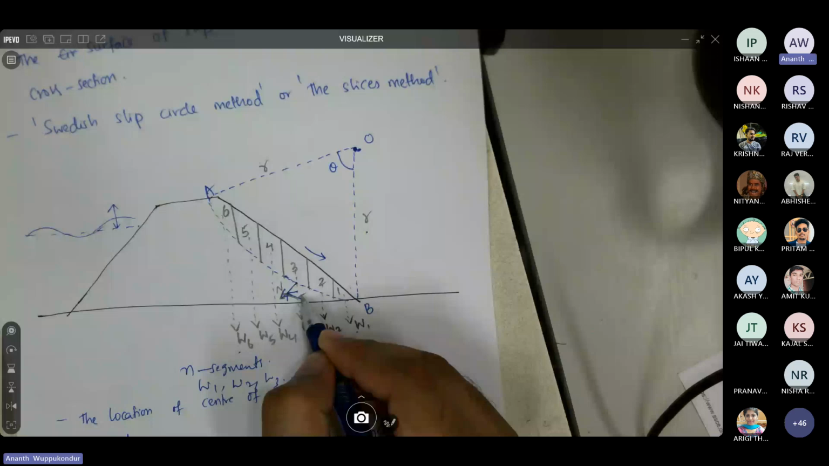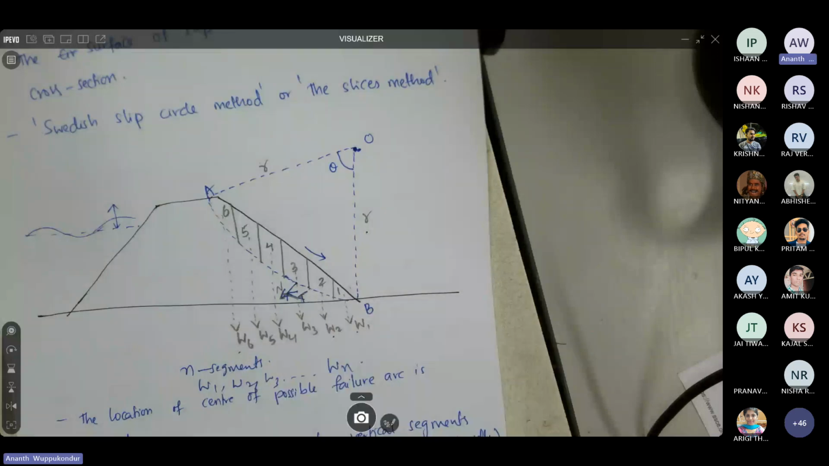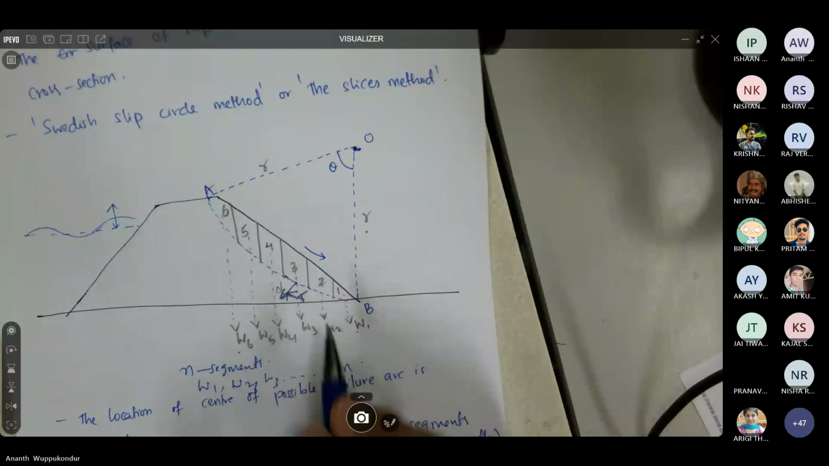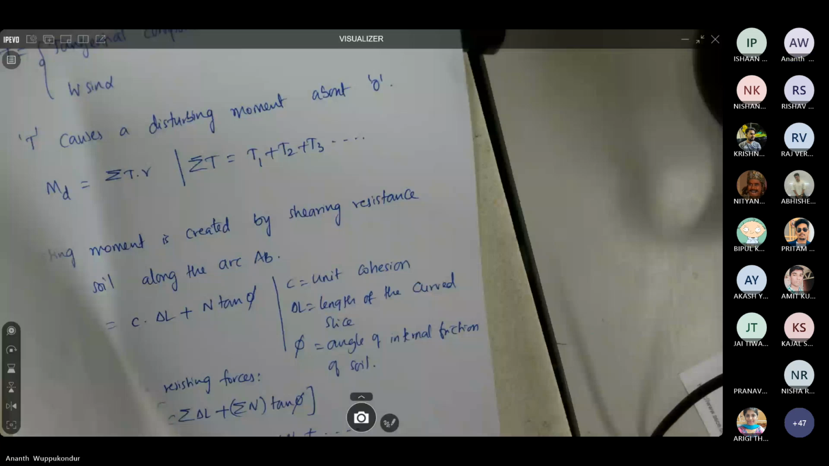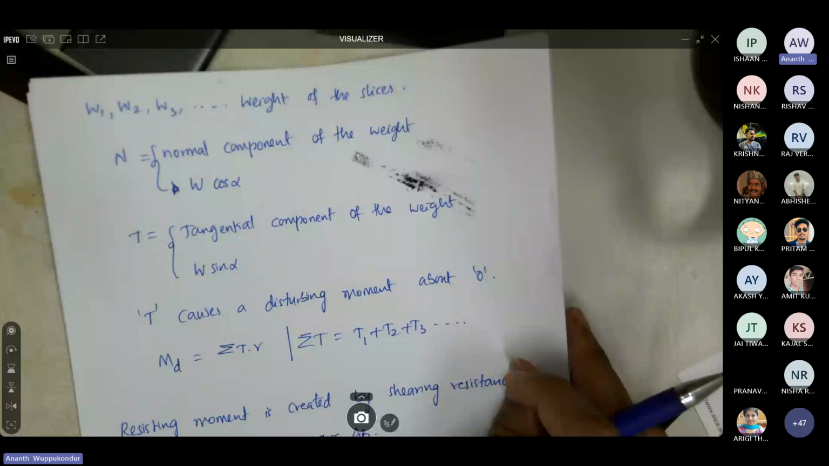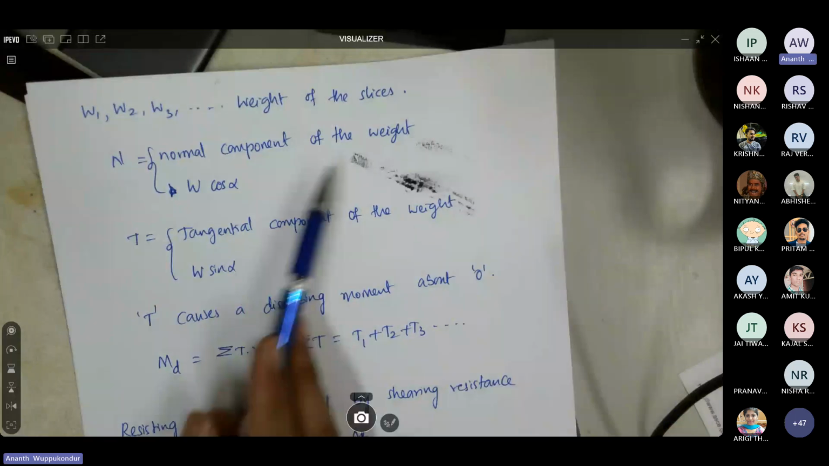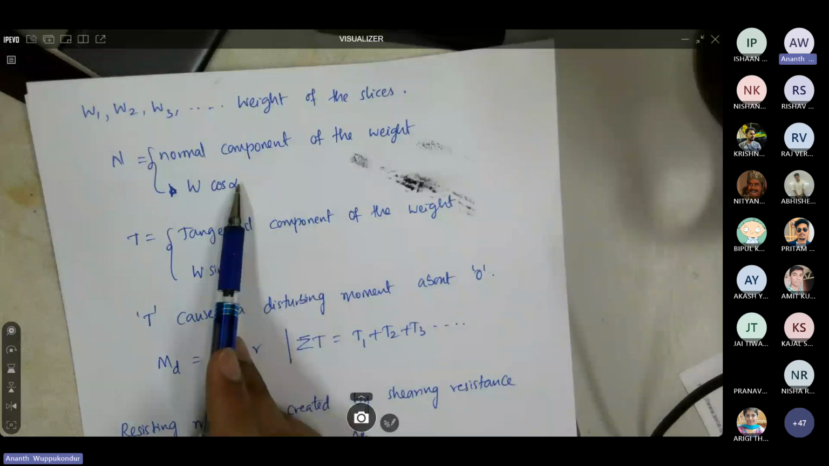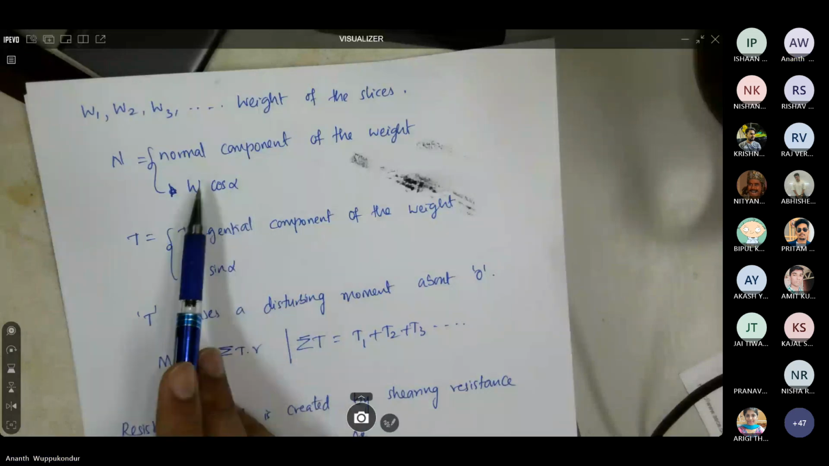So what we would do is to resolve the weight component into the two components, which is the normal force and the tangential force. So here I'm saying N is the normal component of the weight and T is the tangential component of the weight. And when you resolve it with certain angle alpha, then the normal force would be weight multiplied by cos alpha, and the tangential force would be weight multiplied by sin alpha.